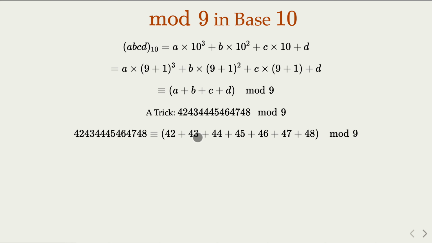43 is minus 2. This is 47, which is plus 2. 48 is 45 plus 3. 45 is a multiple of 9. So you know that everything cancels. The whole thing is a multiple of 9, so this is congruent to 0 here, right? So that's a trick you probably want to know.